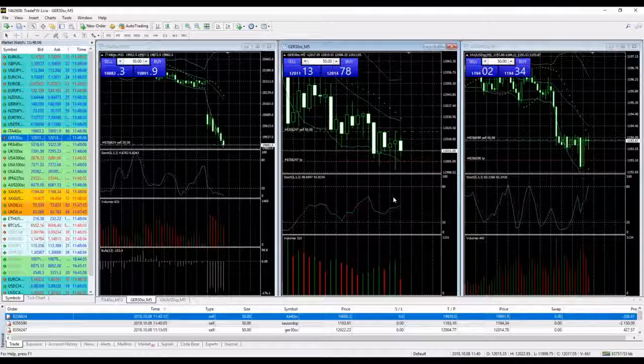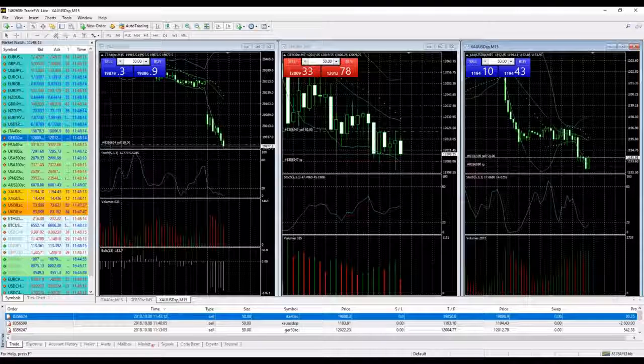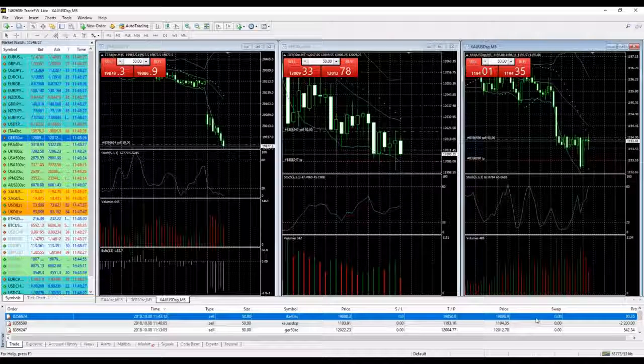I'm really thinking if I should close now Italy 40. No, I will leave it. On gold, I have to see. It got stuck in this level as well. Let's see what we will do with it. Gold. Italy 40 started to give us money.